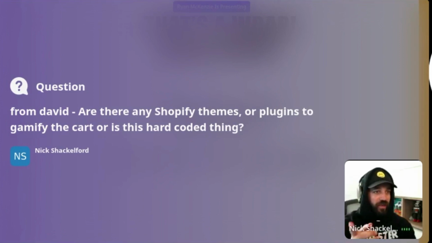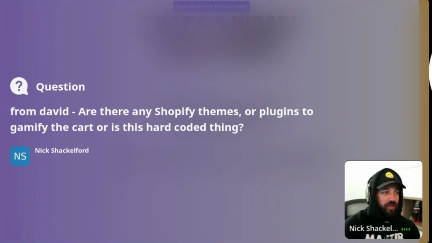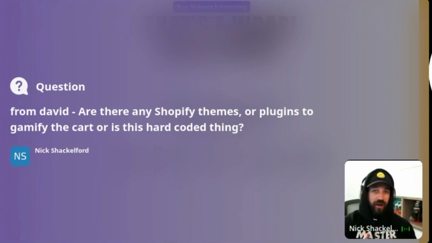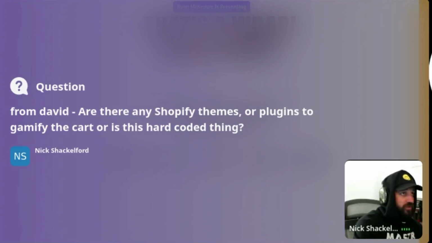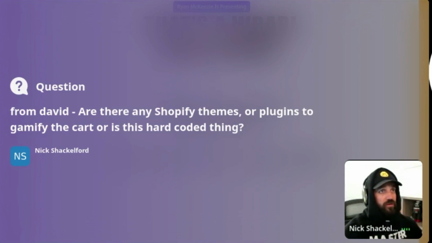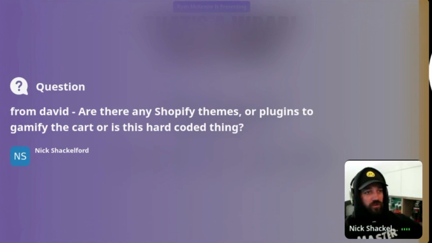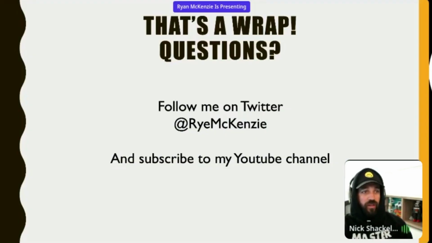David asked in the main chat, and I'm moving it over here: are there any Shopify themes or plugins to gamify the cart, or is this all hard-coded? I know this question was asked around the Avi guys, and theirs is custom, but I think there's a couple of themes or apps. To be honest, we're not using Shopify, not even for True Earth. But I think there probably are some rolling out now, and you're going to see more of them because lots of brands are doing it. Right now it's probably a custom thing, but if you've got the resources, it's probably worth it. There's a couple I'll pull up and drop in the channel later today.